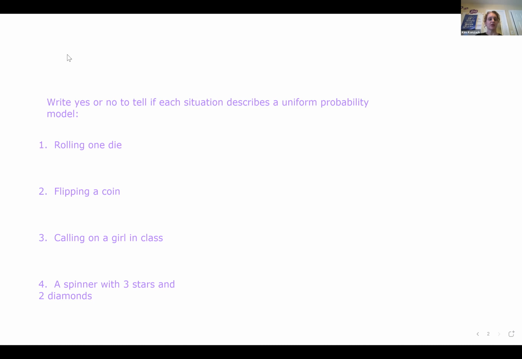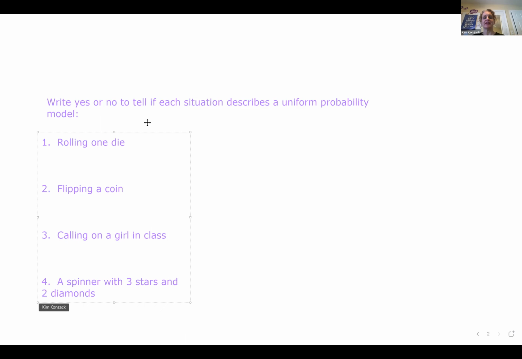All right, so here we go. How about rolling one die? Like the probability of one versus the probability of 2, 3, 4, 5, 6. Be the same? Yes. So rolling one die is uniform probability. Flipping a coin, probability of heads is a half, probability of tails is a half. So yes, it is uniform probability.